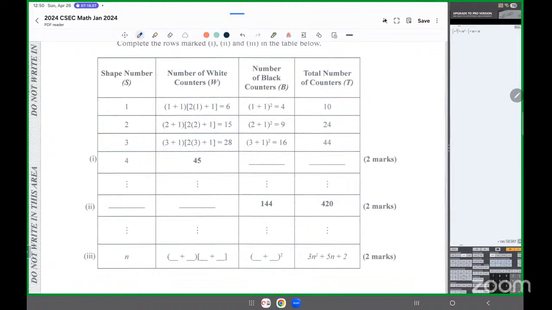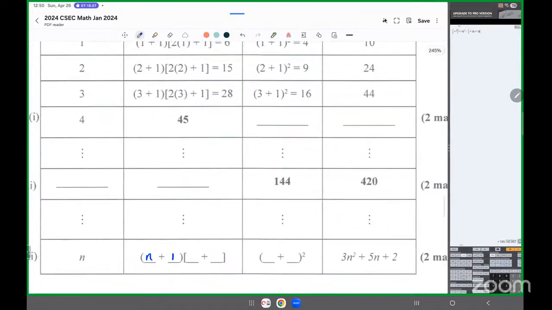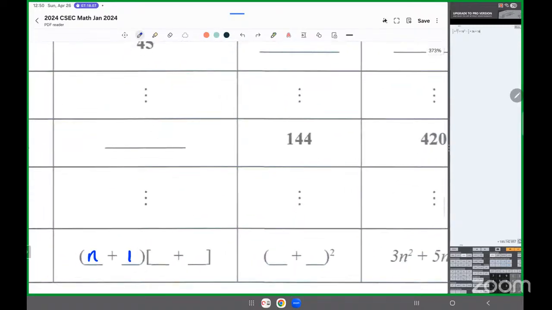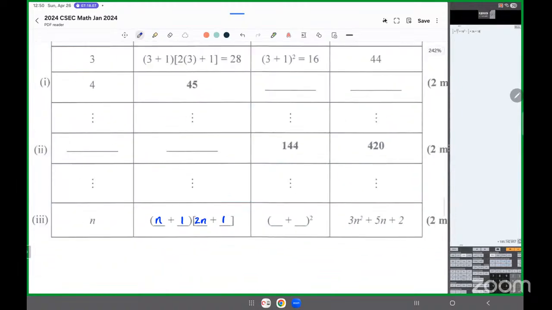So these all match the shape number. The shape number is also here. All right, so the shape number plus 1 first. The shape number plus 1 says n plus 1. And then inside is 2 times the shape number plus 1. That's 2n, so here it says 2n plus 1.